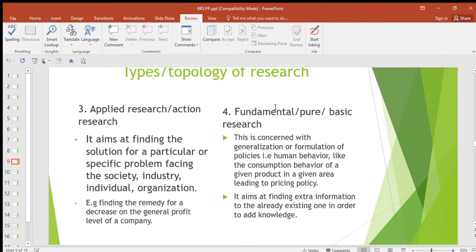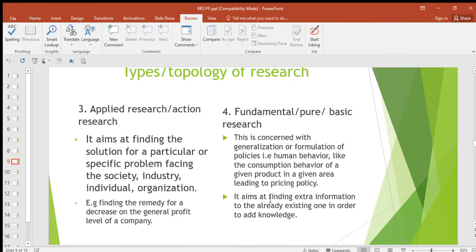Then we have fundamental or pure or basic research. This is concerned with generalization or formulation of policies. Fundamental, pure or basic, it's about coming up with a policy. A policy is something like a rule. It's concerned with generalization or formulation of policies, e.g., human behavior, like the consumption behavior of a given product in a given area, leading to a pricing policy.